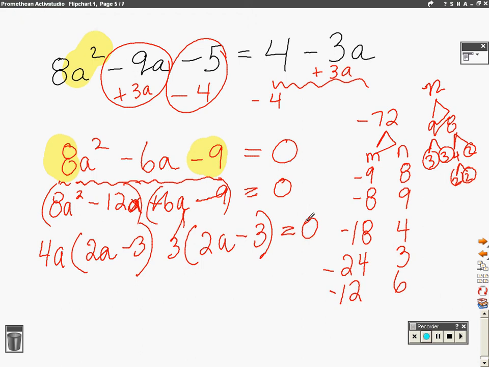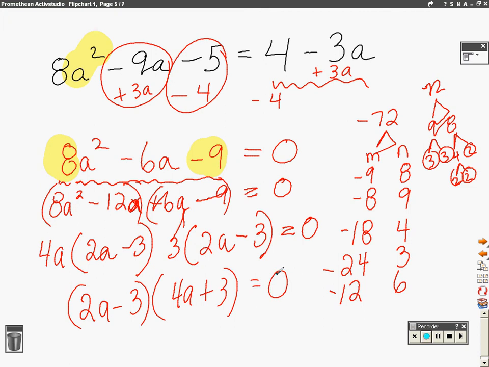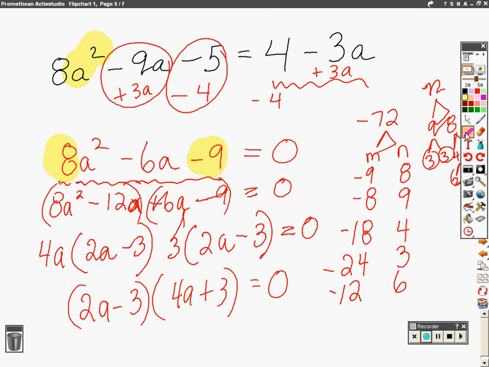Now I could write them as my two binomials, 2a minus 3 times 4a plus 3 equals 0. And at this point, I'm not going to go ahead and solve, but you would set this equal to 0 and solve, and set this equal to 0 and solve.